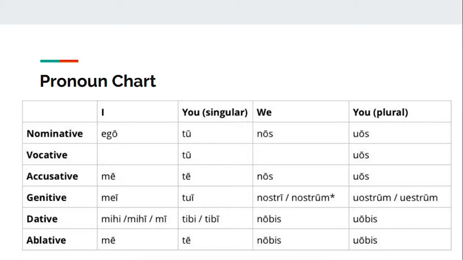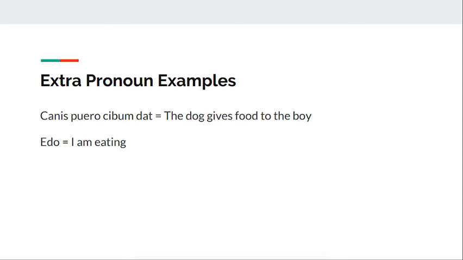To remember the I section, remember nominative starts with an E, there is no vocative, and the rest start with M. To remember the you singular section, they all start with T. The we section, they all start with N, and the you plural section, they all start with V. And the extra pronoun example is Canis puero cibum dat, which is the dog gives food to the boy. Edo is I am eating.